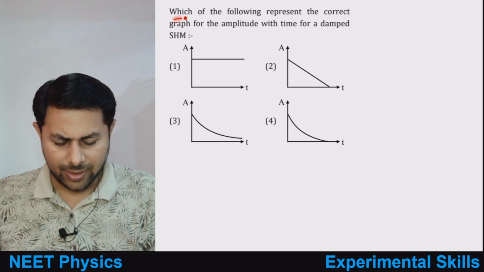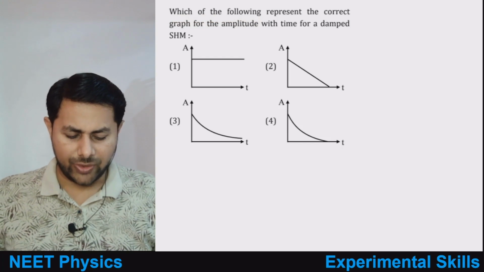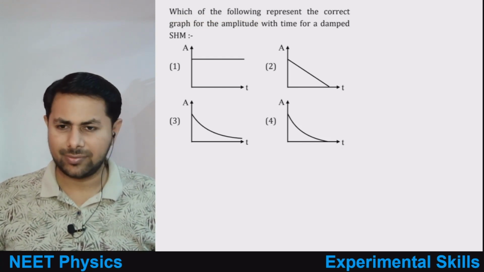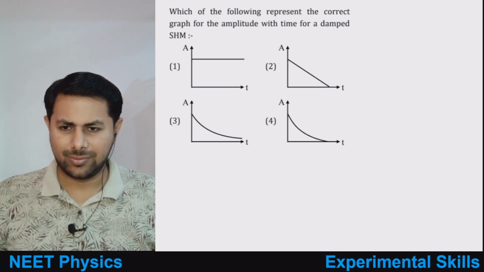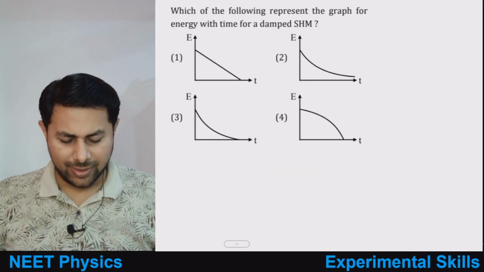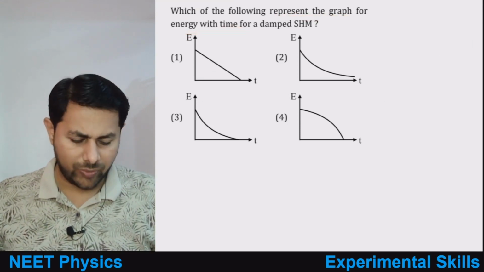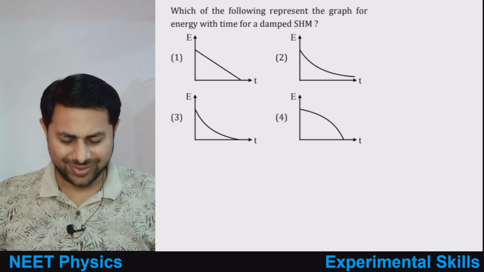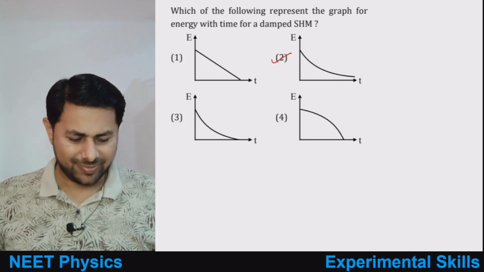So then let's see some problems based upon this. Which of the following represents the correct graph for the amplitude with time of damped SHM? Option 1, 2, 3, 4. Which one? Option 3, right? Then which of the following represents the graph of energy with time for a damped SHM? Again, 1, 2, 3, 4. Which one? It's 2, right? It's very simple.